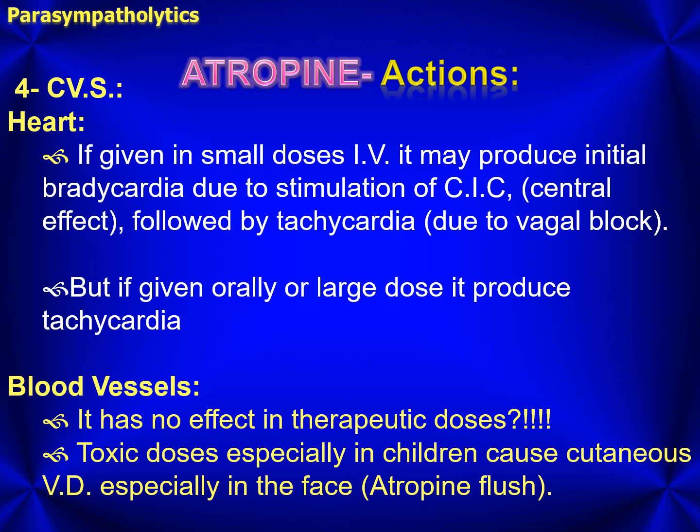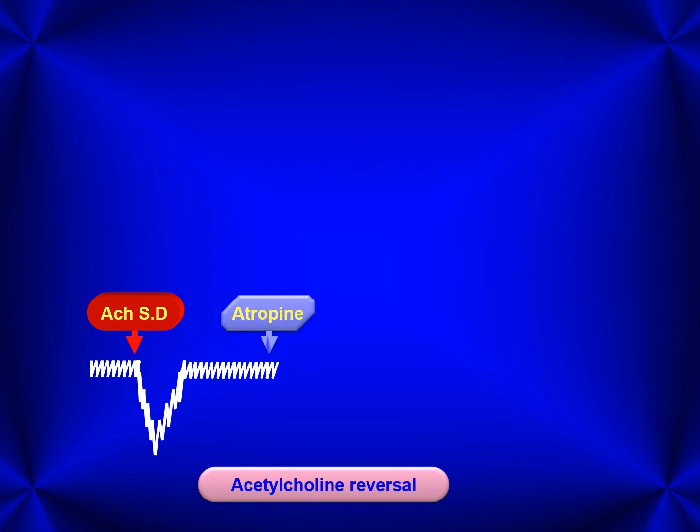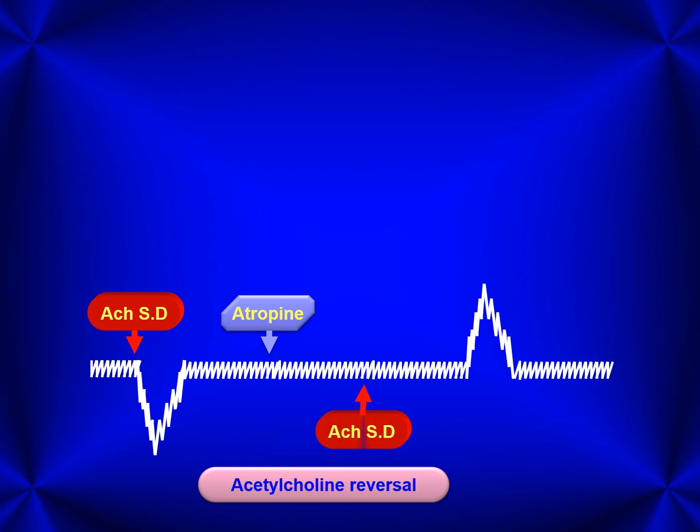Toxic doses, especially in children, produce cutaneous vasodilatation, especially in the face, which is called atropine flush. Acetylcholine, when given in a small dose, produces hypotension by stimulating muscarinic receptors. This action could be prevented by atropine. We give atropine, it has no effect on blood pressure, but if we give acetylcholine in a large dose after atropine, it will produce hypertension due to stimulation of nicotinic receptors. As mentioned before, this is called acetylcholine reversal by atropine.